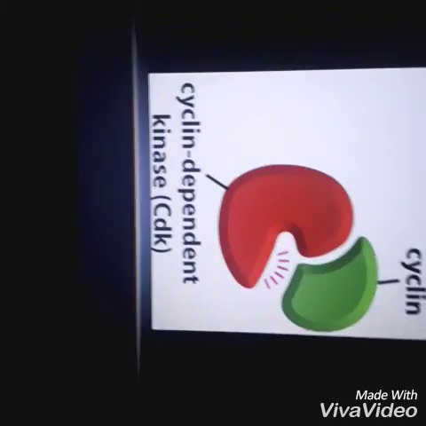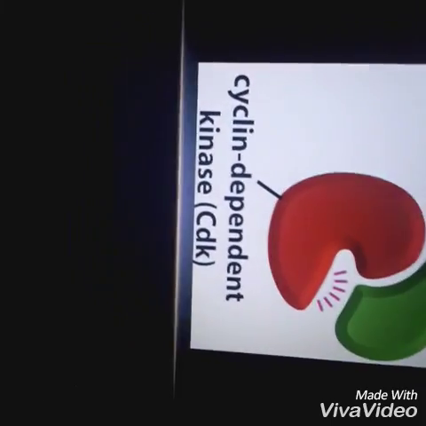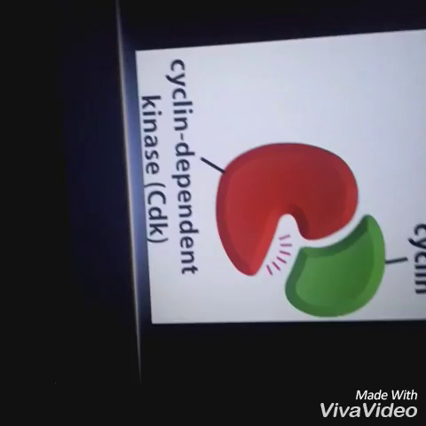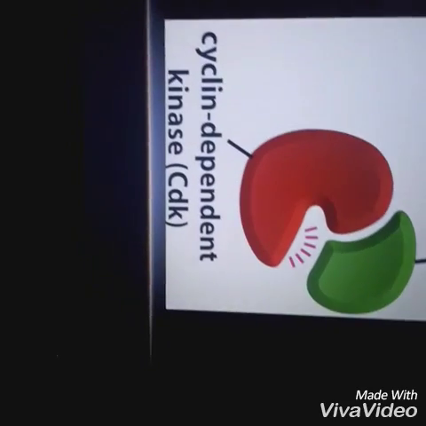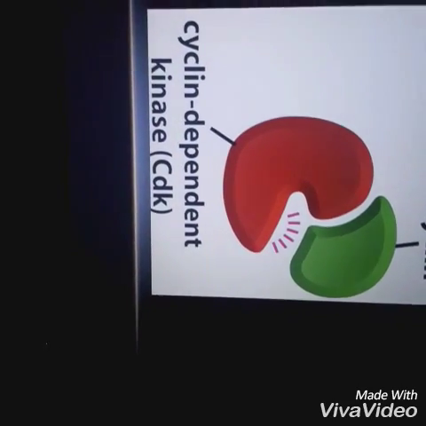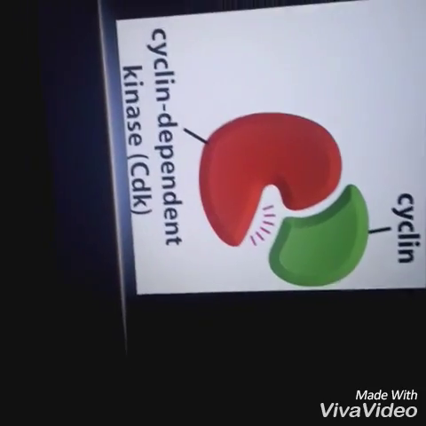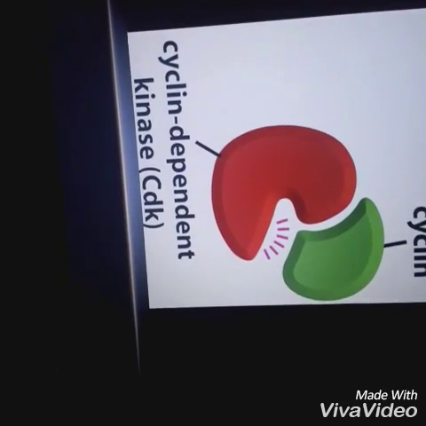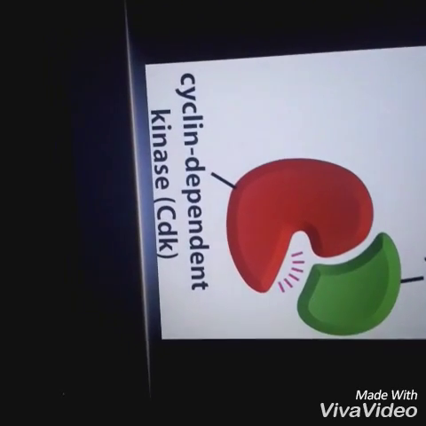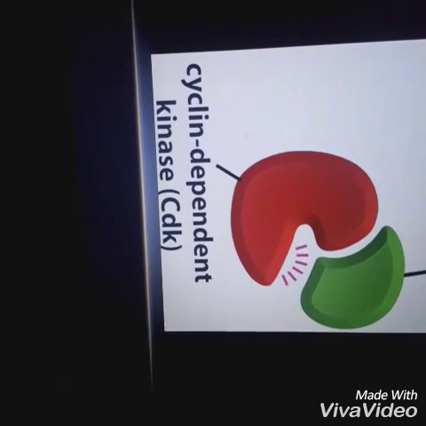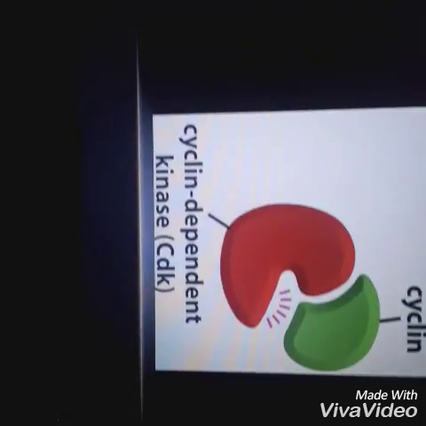The last thing was cyclins and cyclin-dependent kinases. They're basically both proteins, and the CDK is what operates the cycle, and for it to be active, it needs a cyclin. This is a picture of the cyclin interacting and forming into one with the CDK. What this does is it activates the thing that controls the cell cycle.